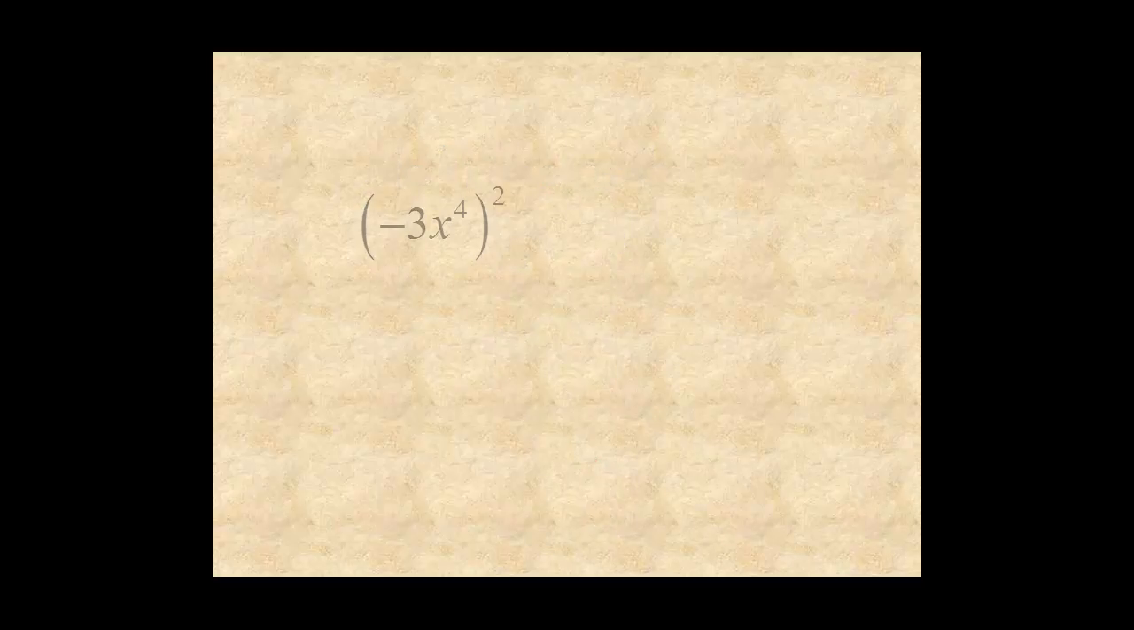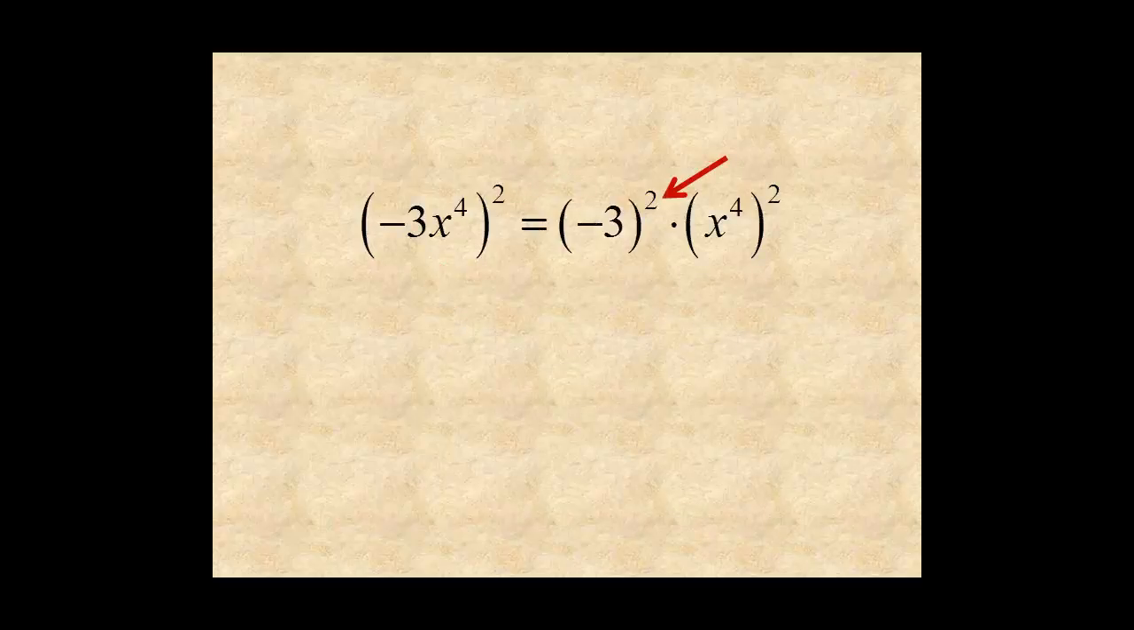For the final example, you also have to use a combination of properties. First, you have a power of a product, so apply the power of 2 to each of these factors. For negative 3 to the power of 2 times x to the 4 to the power of 2. Then negative 3 to the power of 2 is 9. And x to the 4 to the power of 2 is a power of a power, so multiply the exponents for a final answer, 9x to the 8.